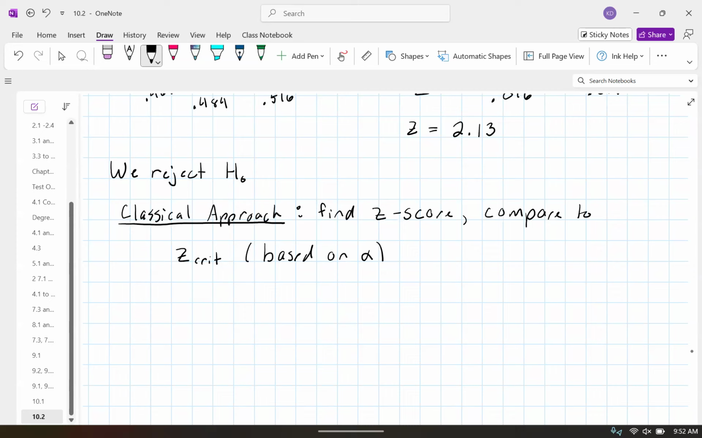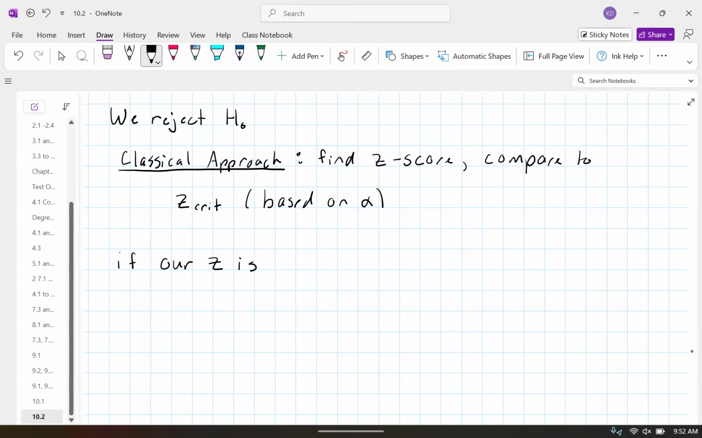So if our Z is positive, it's significant if Z is greater than our Z crit. So we have to be bigger than our Z crit.